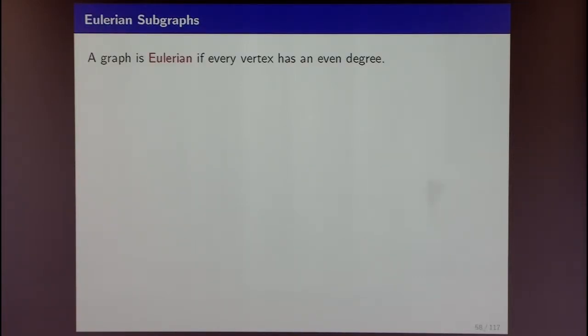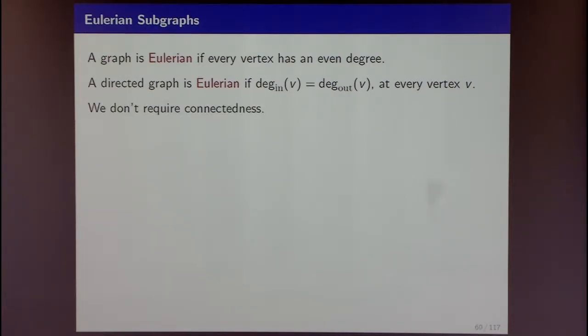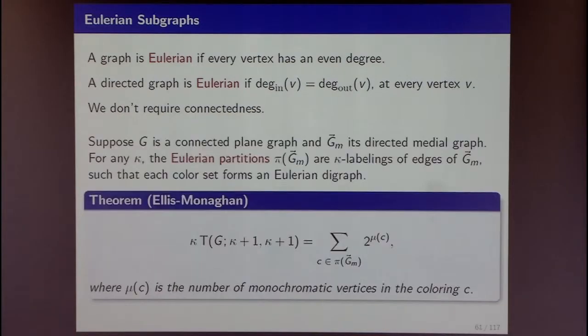Now, a graph is Eulerian if every vertex has an even degree. And a directed graph is Eulerian if the in-degree is always equal to the out-degree. It's like you can go in and come out and come in and come out. You never really have to be stuck there, right? But it's not required in this definition of Eulerian to be connected. Usually it is assumed to be connected. All right. So given a connected planar graph, there's a way to connect the Tutte polynomial evaluated at the diagonal points to a certain sum over the labelings which are called Eulerian labelings.